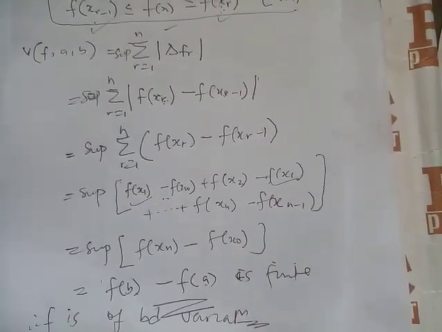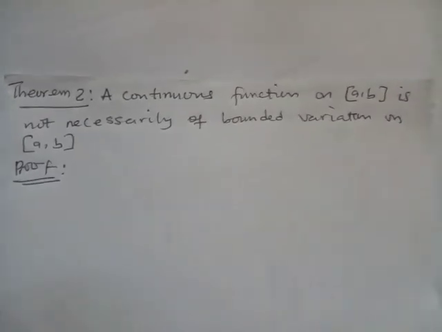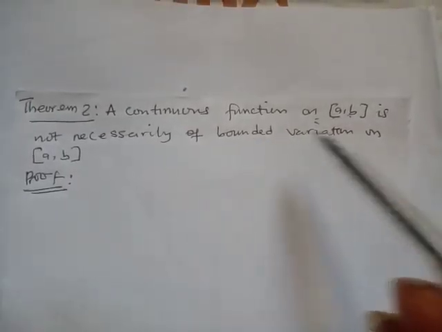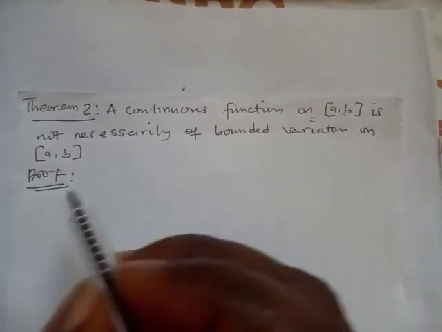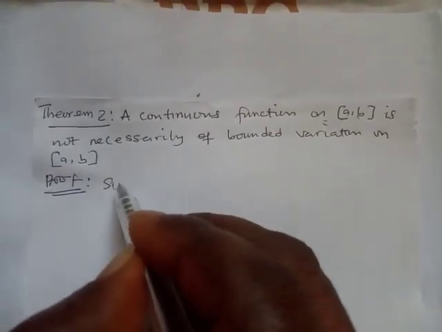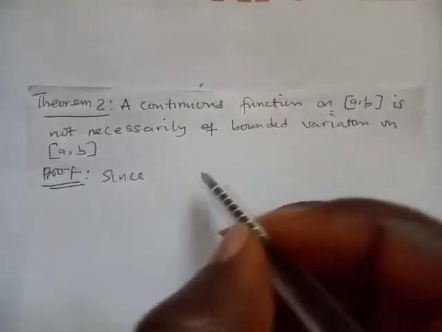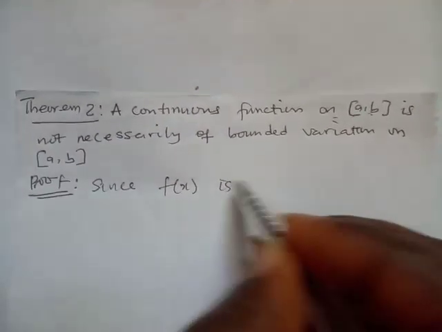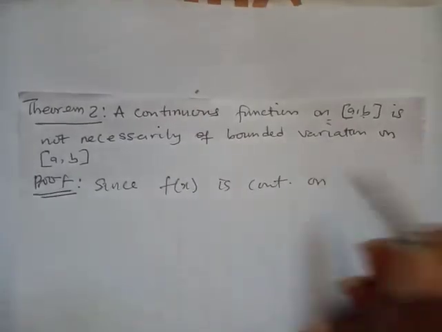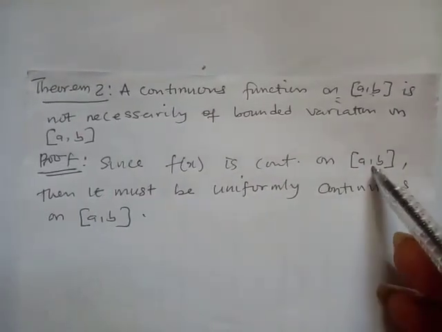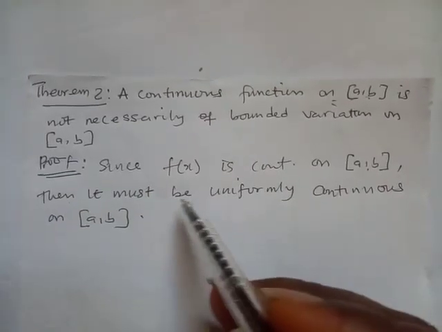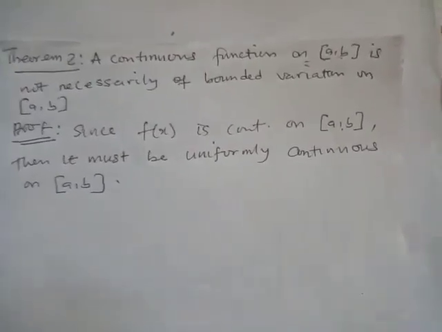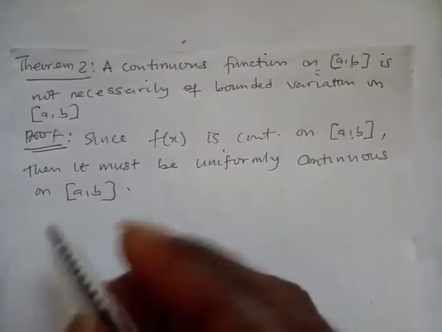Let's consider another theorem. So we have another theorem here. A continuous function on [a, b] is not necessarily of bounded variation on this. So let's prove it. We start from this continuous function, this statement. So we say that since f is continuous on [a, b], then it must be uniformly continuous on that. We have said it before.